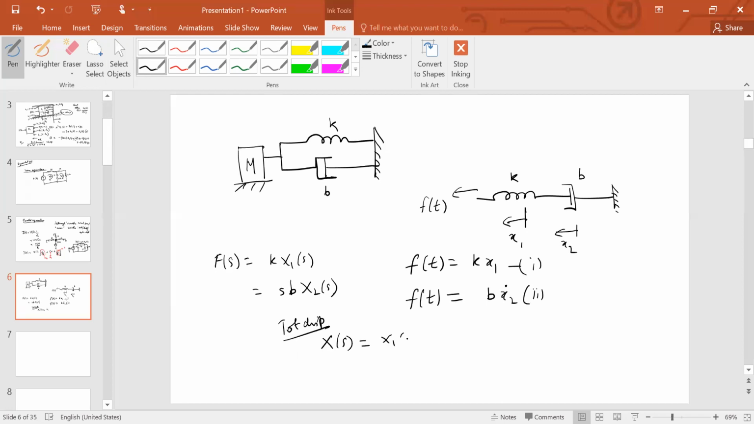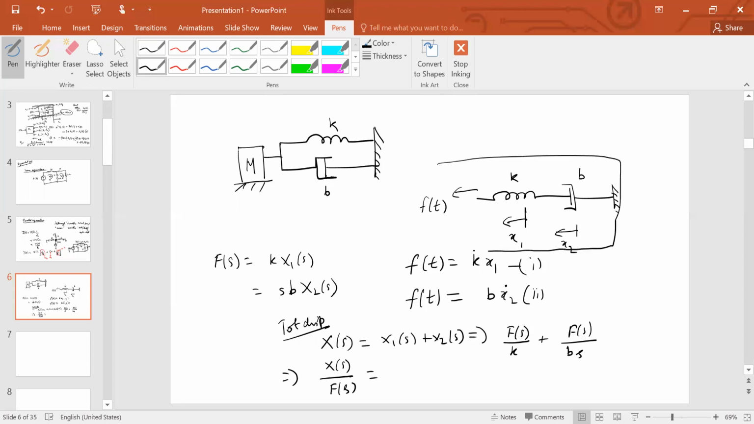X(s) is equal to x1(s) plus x2(s). So substituting these relations here, we can write this as F(s)/k plus F(s)/(bs). Therefore, if you now want to find X(s) over F(s), the transfer function for this particular system that we've just cooked up, you would get this as 1/k plus 1/(bs). All right. So this is a general setup.